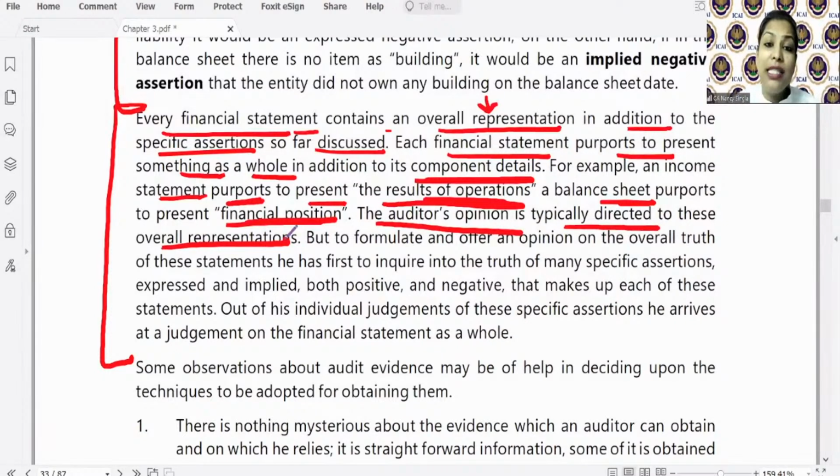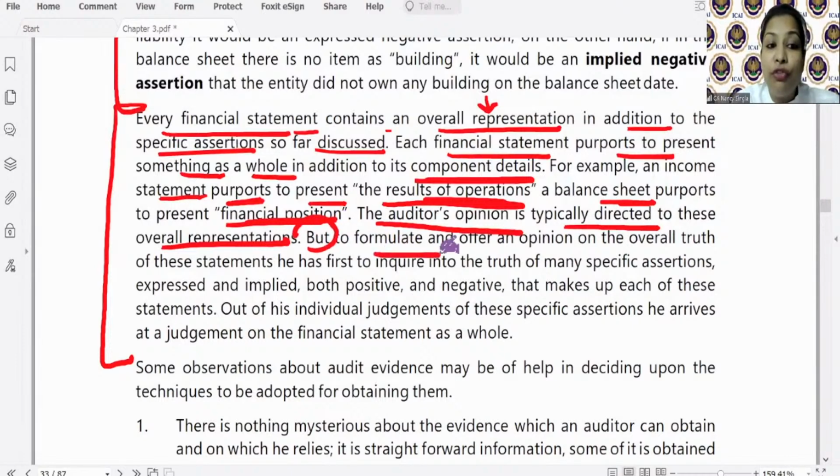See, when you will see in the auditor's report, we give our opinion on the balance sheet as on a particular date and P&L for the year. है ना? ऐसा नहीं आता कि we give our opinion for sales, for purchases, नहीं. Overall representation पे opinion आता है, ठीक है?